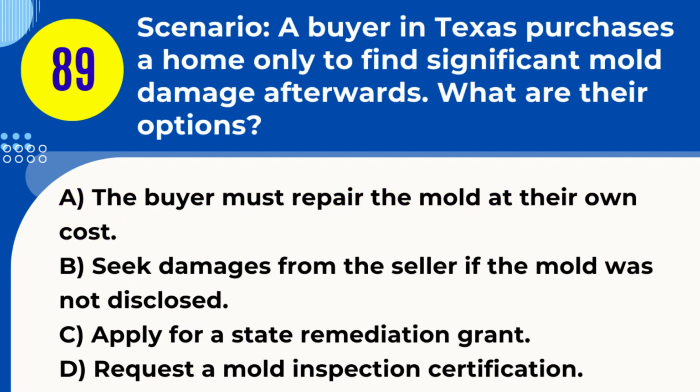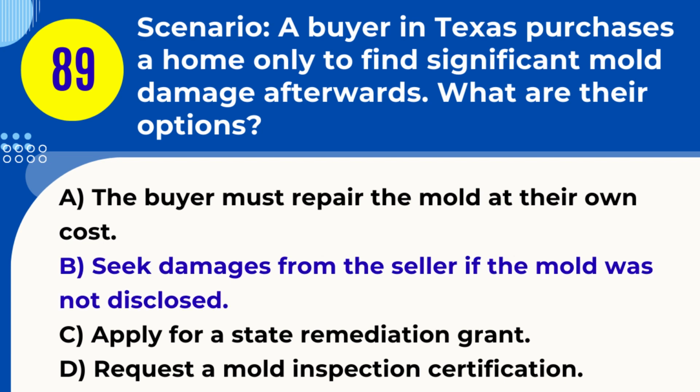Question 89. Scenario: A buyer in Texas purchases a home only to find significant mold damage afterwards. What are their options? A. The buyer must repair the mold at their own cost. B. Seek damages from the seller if the mold was not disclosed. C. Apply for a state remediation grant. D. Request a mold inspection certification.